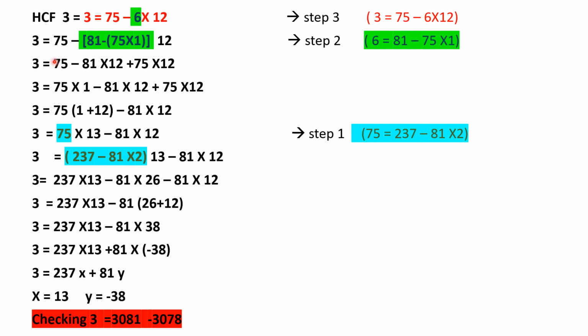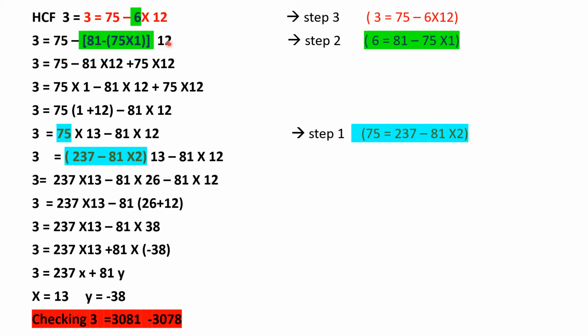See, they are asking you to find out HCF of these two numbers, which is 3. 3 equal to, we are going to take step 3. 3 equal to 75 minus 6 into 12. That step we are going to take. In this 6, instead of 6, I am going to apply step 2. 6 equal to 81 minus 75 into 1. That I am going to apply over here, into 12 is there.